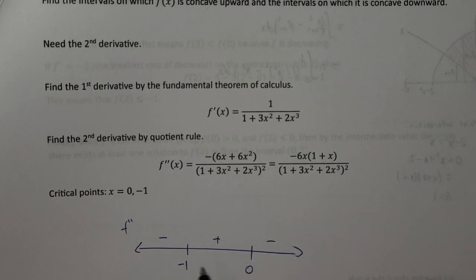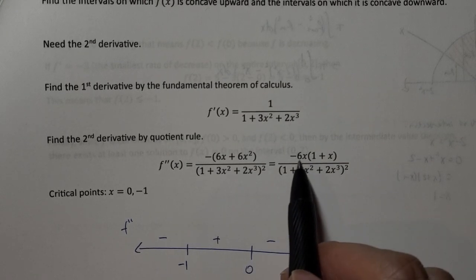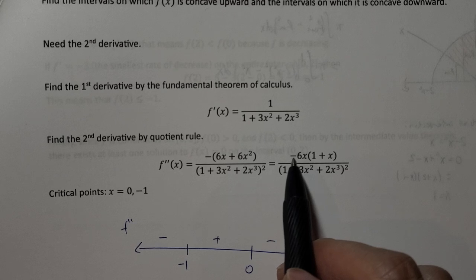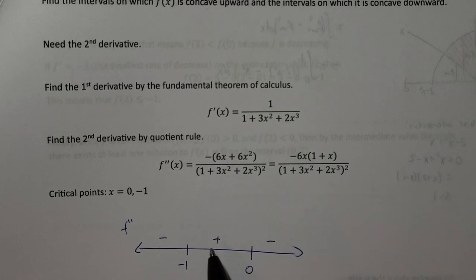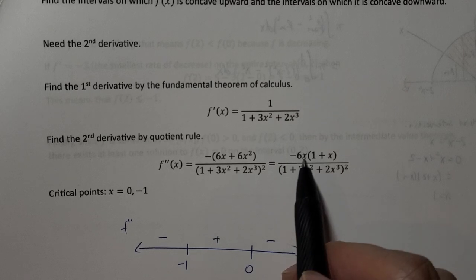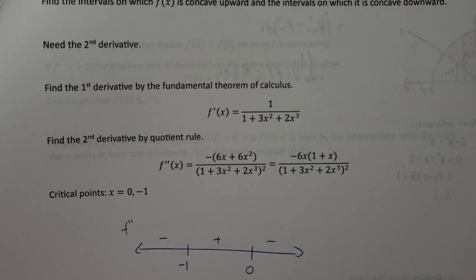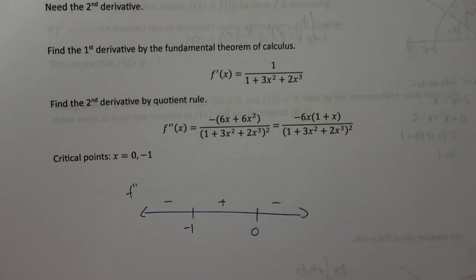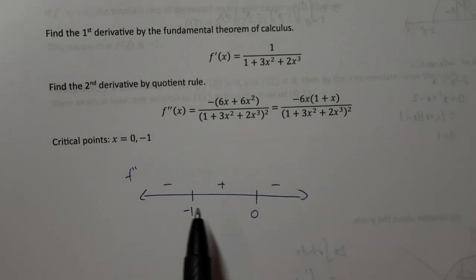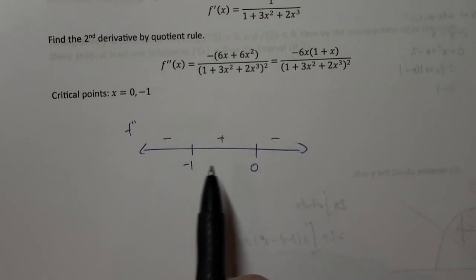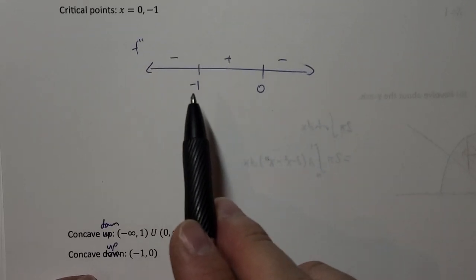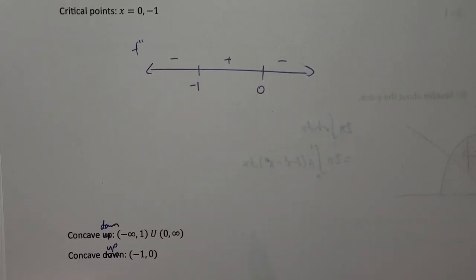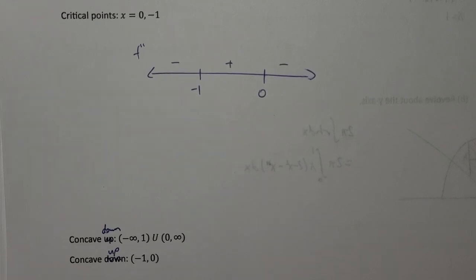Plug in something between minus 1 and 0, like minus half. This would be negative from here, this would be negative as well, and this would be positive. So two negatives make a positive. Plug in a huge positive number. This would be positive, this would be positive, but there's a negative here, so negative. So it's concave down between minus infinity and negative 1, union 0 to infinity, and concave up between minus 1 and 0, not including the boundaries.